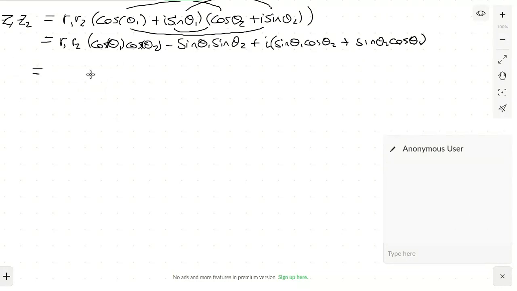Cool. And now it's about tidying up. So we're still going to have r1 r2. Now that looks very much like we could use the compound angle formulae for cos: cos A cos B minus sine A sine B. That equals cos of theta 1 plus theta 2. Remember, it works back to front for the minus with the cos. And then you're going to have plus i sine of theta 1 plus theta 2.